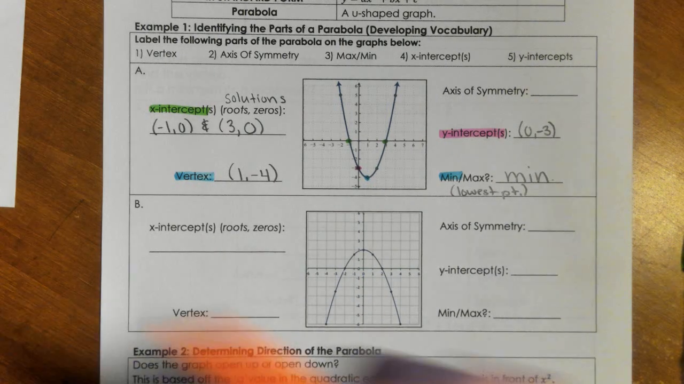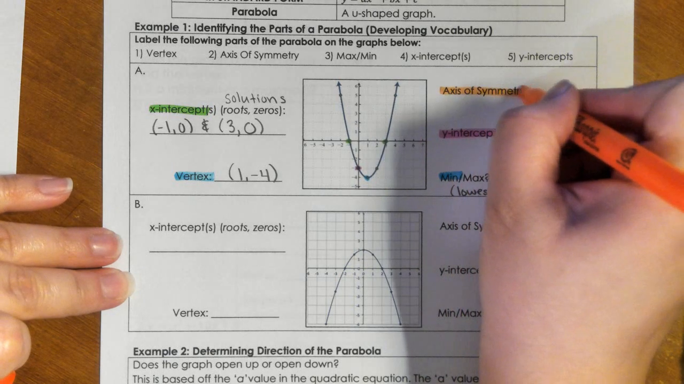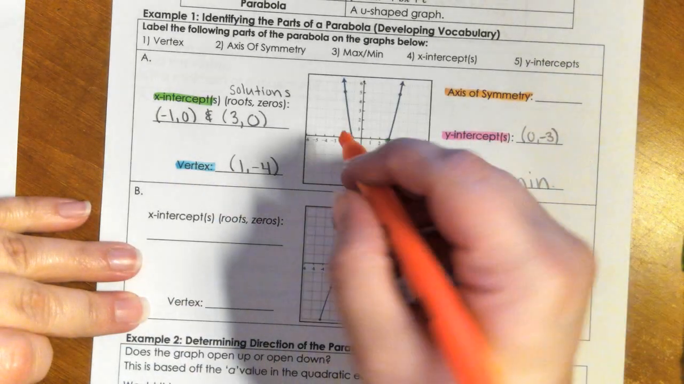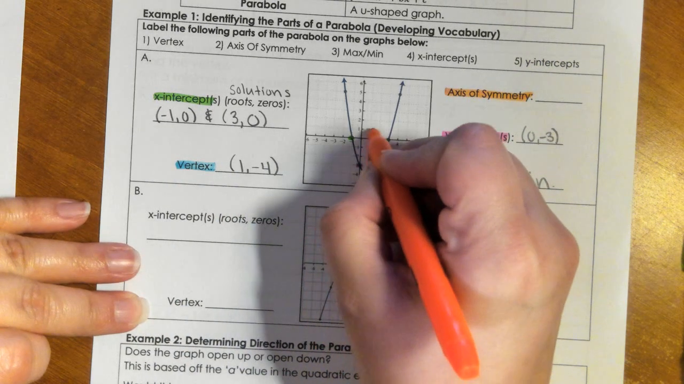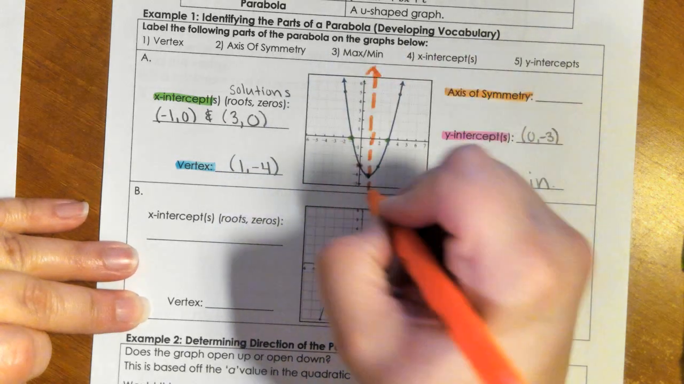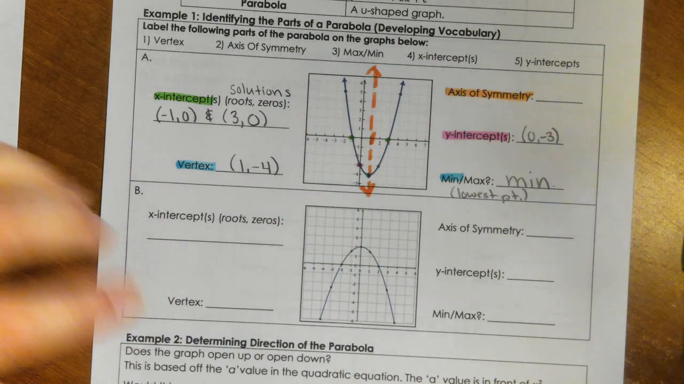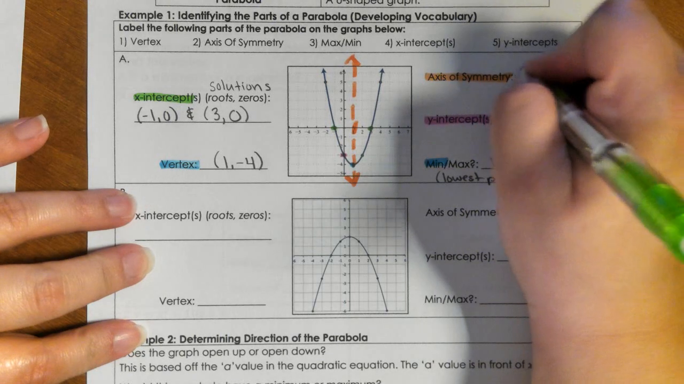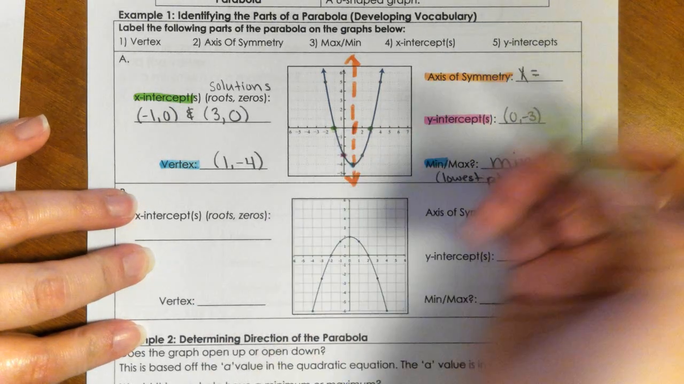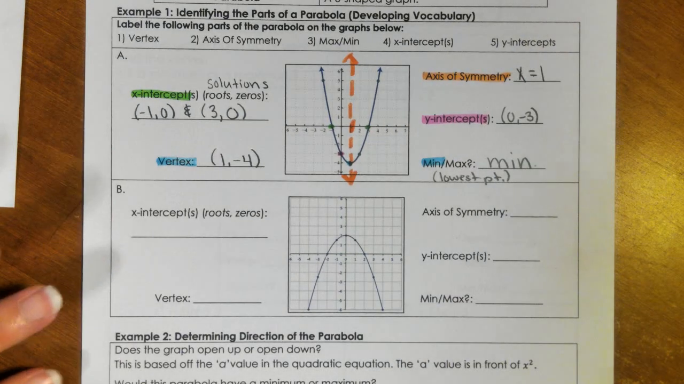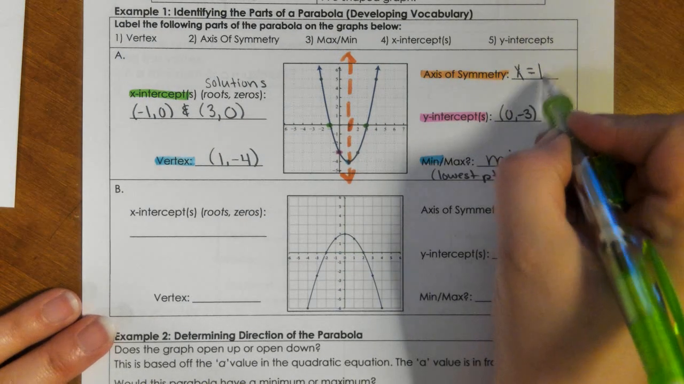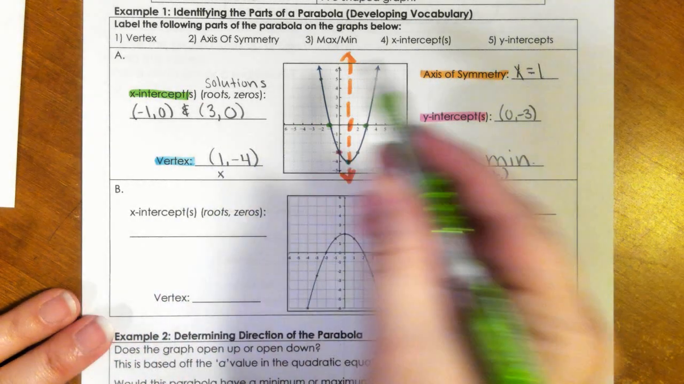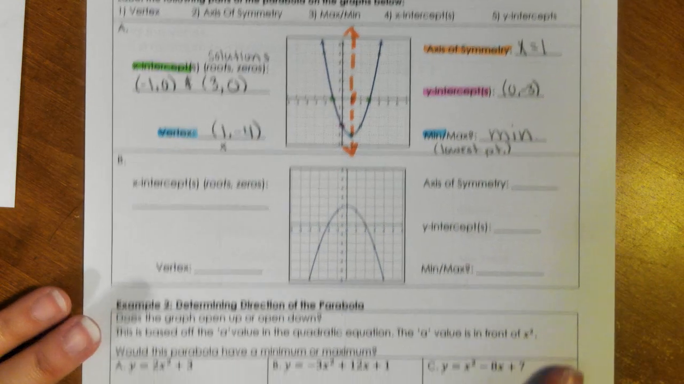Okay, lastly, the axis of symmetry is a line. I find the vertex, which is down there, and I draw a vertical line straight through that. Now I look to see where that vertical line crosses the x-axis. So it's going to be x equals, and it crossed at 1. Now, something you should know is that this number will always be this number. So whatever your x is in your vertex will be what x equals here. Okay, moving on to part B.